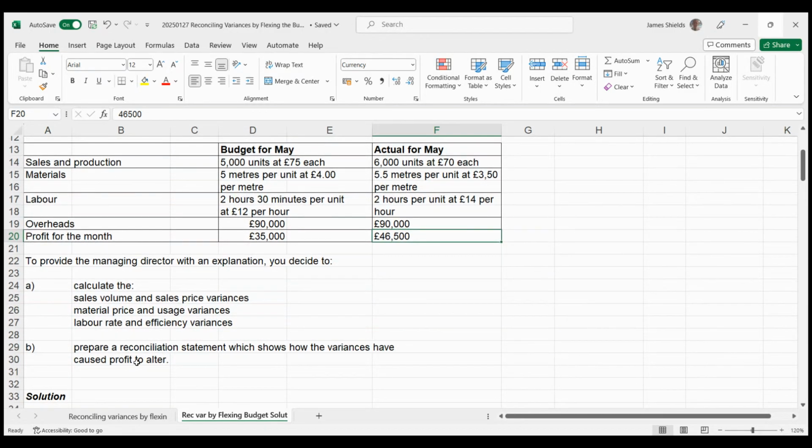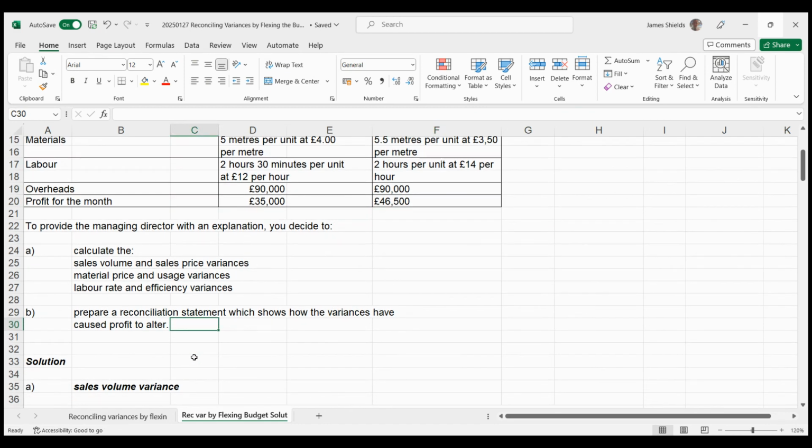Now this is what we've got to do. To provide the managing director with an explanation, you decide to calculate the following: the sales volume and sales price variances, the material price and usage variances, the labour rate and efficiency variances. And part B, prepare a reconciliation statement which shows how the variances have caused profit to alter. So how have they caused the profit to change?